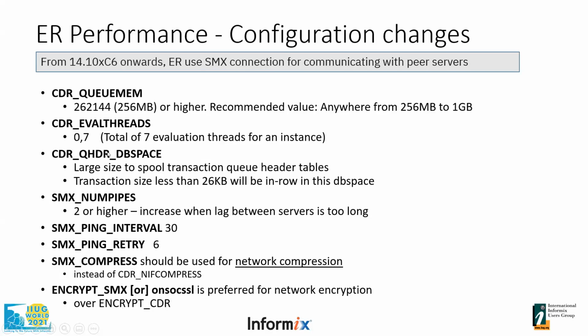Now going back to this QHDR dbspace, whatever was earlier configured, we need more than that, because now we have added a new column with 30,000 bytes, LVARCHAR, to store the in-row queue headers if the transaction size is less than 26 kilobytes. So hence we need more here.